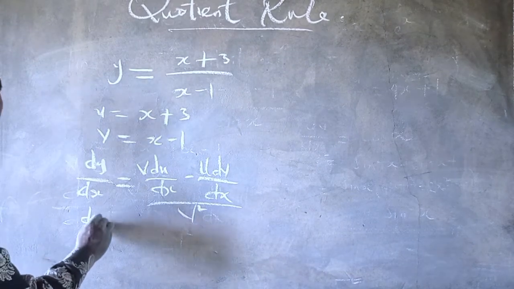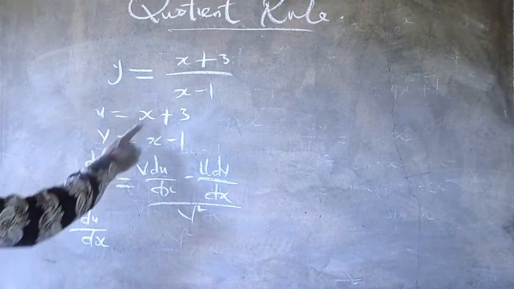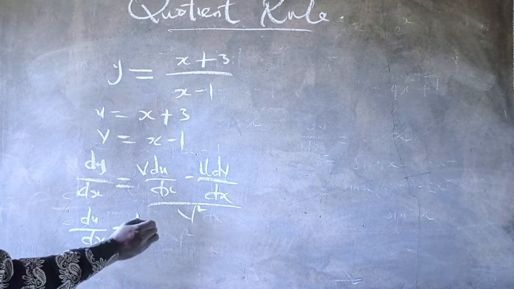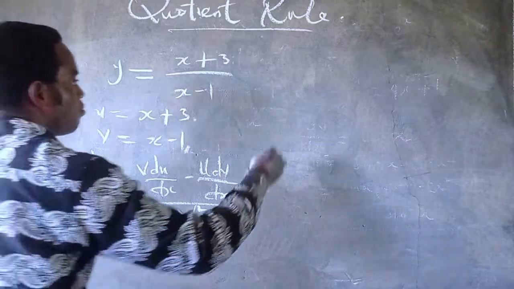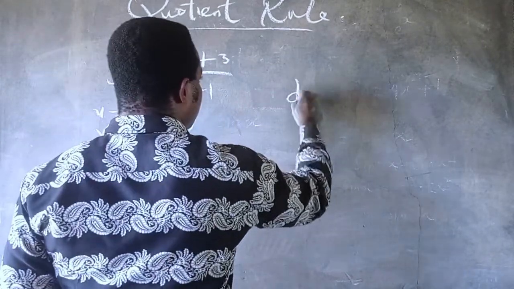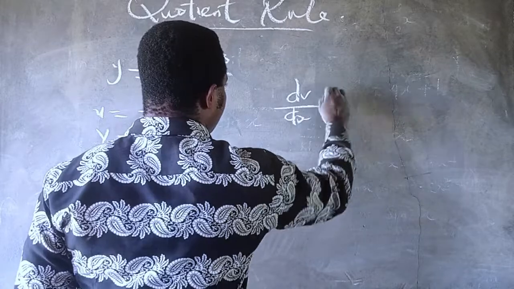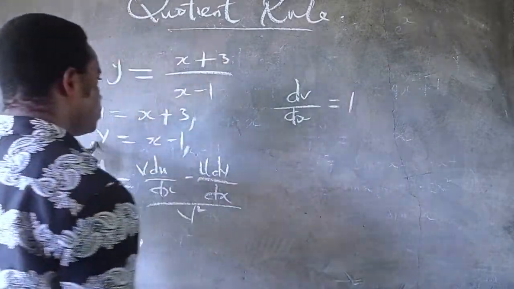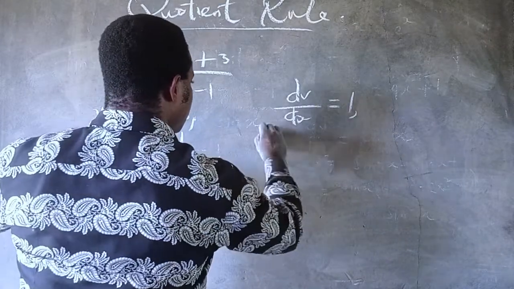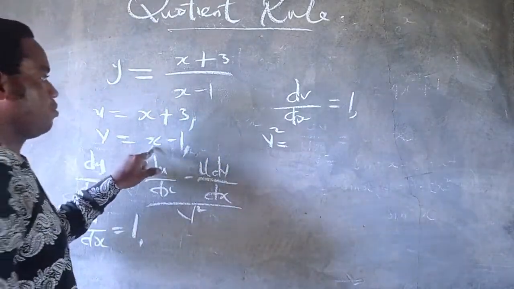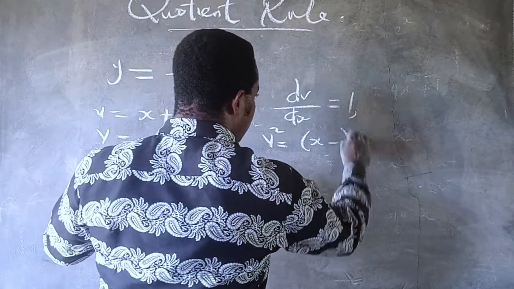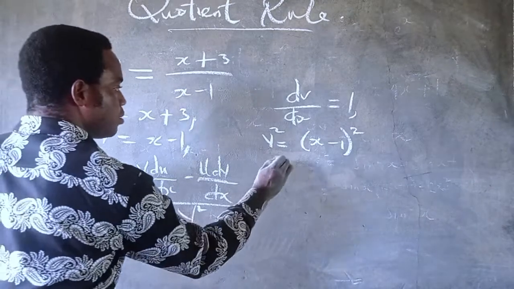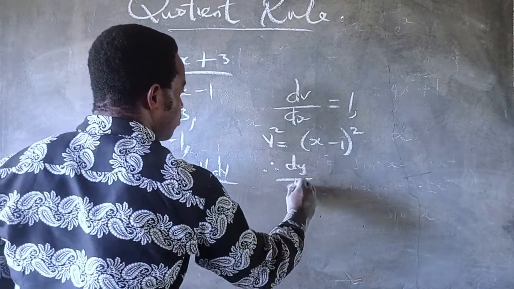We have to go on and obtain our du/dx, which is the derivative of u. That would be 1, because 3 is a constant. And the derivative of v with respect to x is 1 as well, because the negative 1 is a constant. Okay, now what is v squared? That is (x minus 1) squared. And just like that, all we have to do now is put that into the formula.